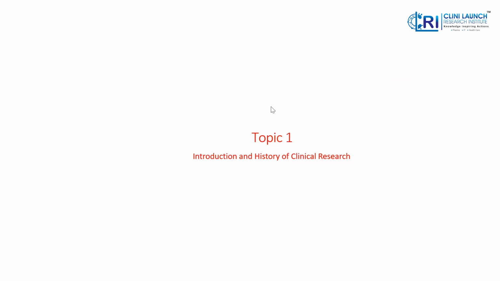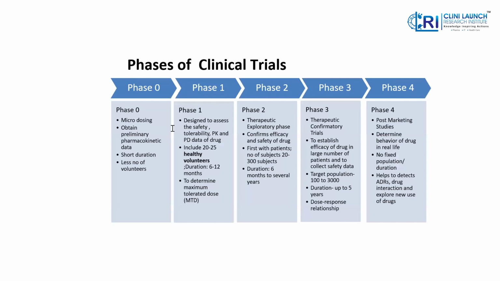As of now, we have discussed the basic introduction of clinical research and the history of clinical research. In last class, we started with the phases of clinical trial. We discussed all five phases that we have in clinical research. Phase zero is microdosing, where we obtain the preliminary PK data, and phase one is the stage where we have healthy volunteers, and we check the drug for the safety and the tolerability.